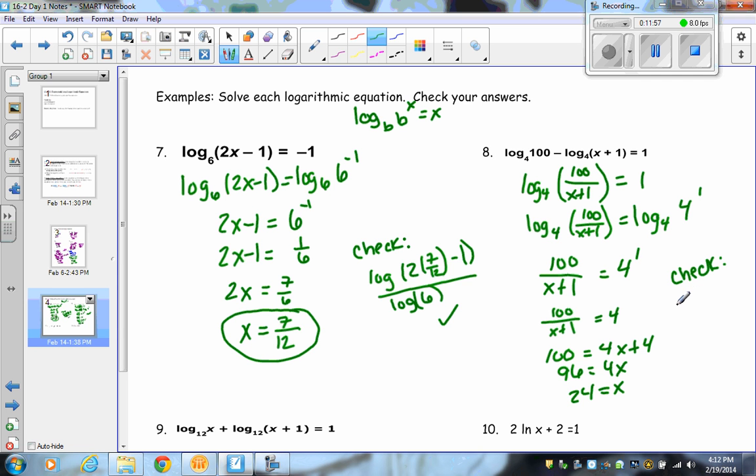in my calculator, I'm going to type the log of 100 divided by the log of 4. And then I'm going to take that answer and I'm going to subtract the log of 24 plus 1, which is 25, divided by the log of 4. And when you type that in your calculator, you do indeed get 1. So 24 works.